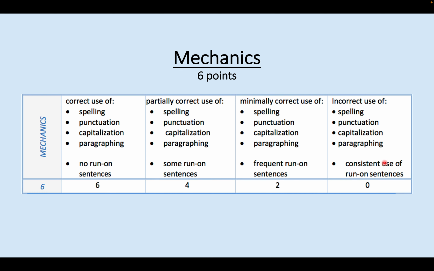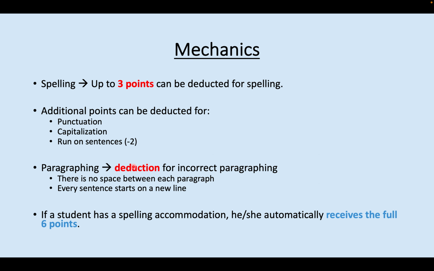Then we jump to mechanics. Mechanics are correct use of spelling, punctuation, capitalization, paragraphing, and of course, sentence structure. So run-on sentences, which we spent a lot of time working on in 12th grade. Basically, spelling is about more or less 3 points. You lose additional points for mistakes in punctuation, capitalization, run-on sentences, and paragraphing.